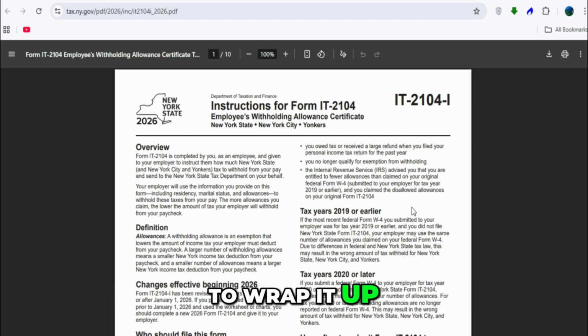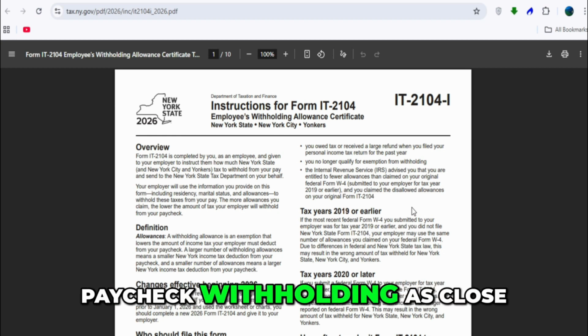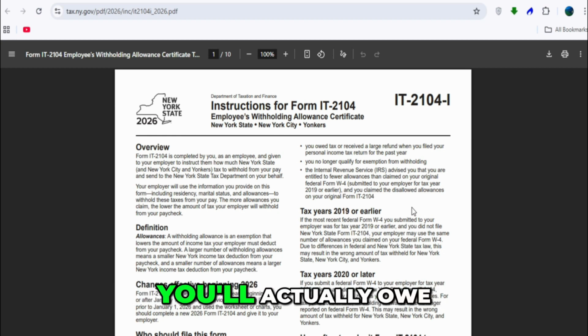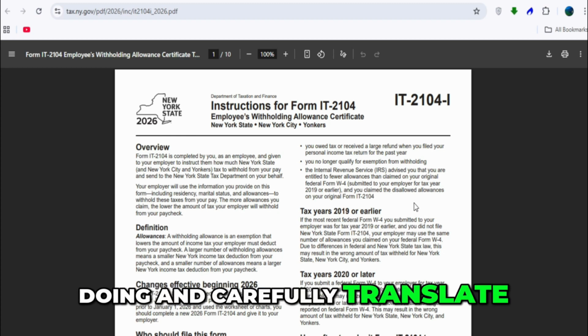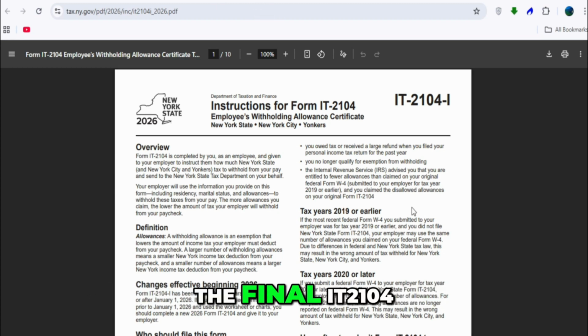To wrap it up, the key thing to remember is that this form is not about filing your taxes, but about getting your paycheck withholding as close as possible to what you'll actually owe. So once you understand what each page is doing and carefully translate your worksheet numbers onto the final IT-2104, you're done. There you go.